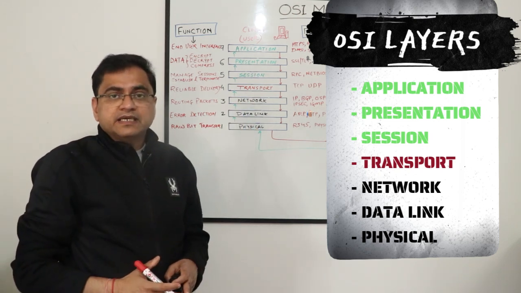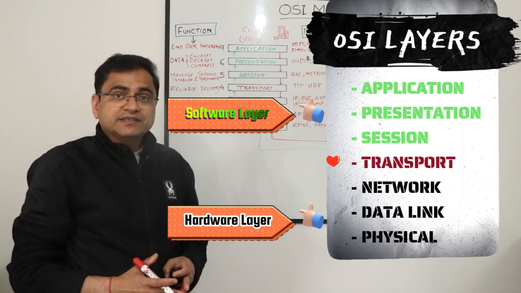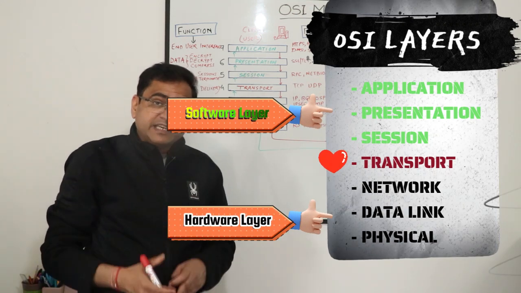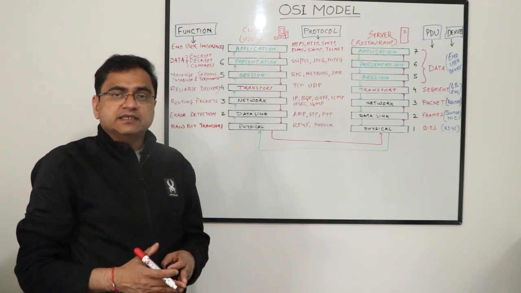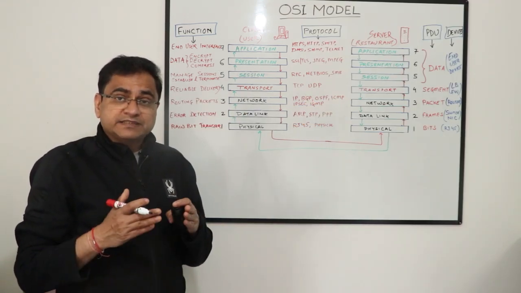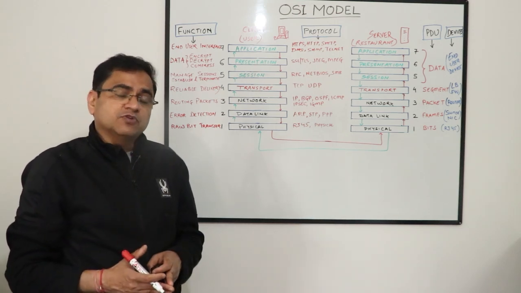So the top 3 layers are the software layer, while the bottom 3 is the hardware layer. While transport layer is the heart of OSI, which is the interface between software and hardware layers. Now we will understand what each layer does, what protocol it deals with, what are its PDUs, which is protocol data unit, and what devices are responsible for each layer.